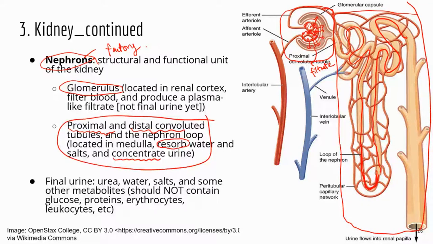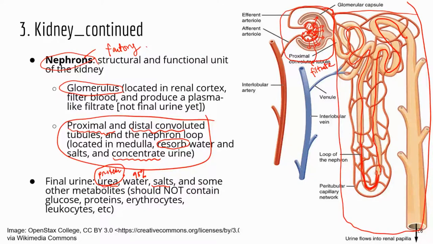Now, the final urine is usually made up of mostly water, if I remember correctly around 95% water, and it does have salt, which is electrolytes. Urea, remember, that's the main metabolic waste from proteins. I did see a couple of questions on this, so make sure you know urea comes from metabolizing proteins and some other metabolites.